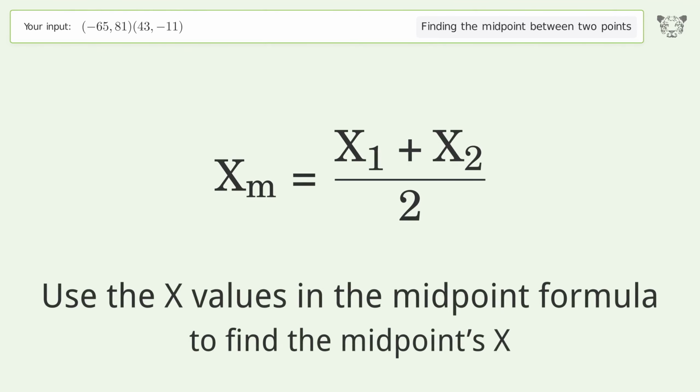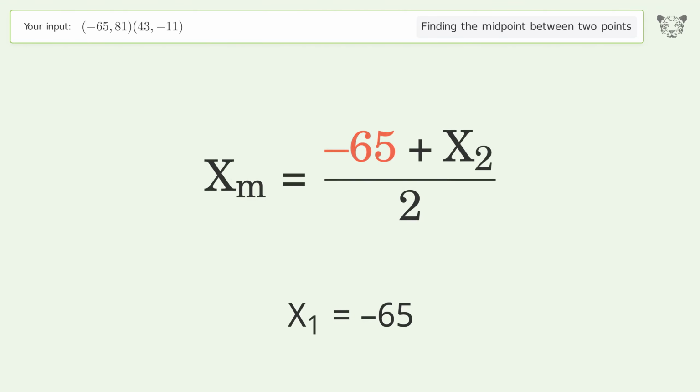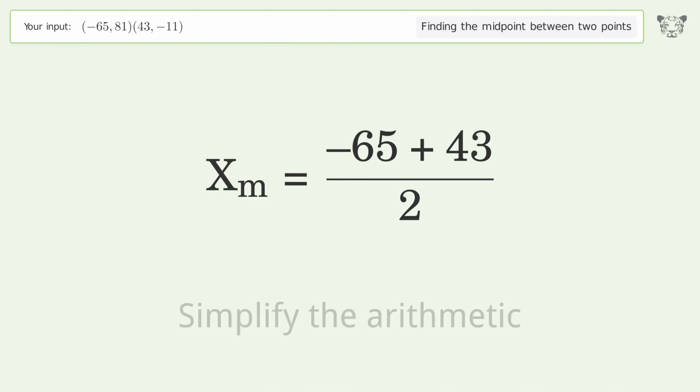Use the x values in the midpoint formula to find the midpoint's x. x1 equals -65. x2 equals 43. Simplify the arithmetic.